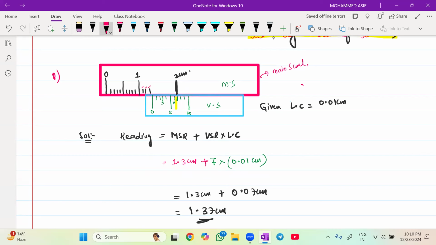Before the 0 of the Vernier scale, whatever the readings of the main scale are visible for you, that value you need to write here. And VSR means the number of the Vernier division which is coinciding with the main scale. So that coinciding number is 7. Least count is given as 0.01. So it is 1.3 plus 0.07, so this will be 1.37 centimeters. Am I clear?